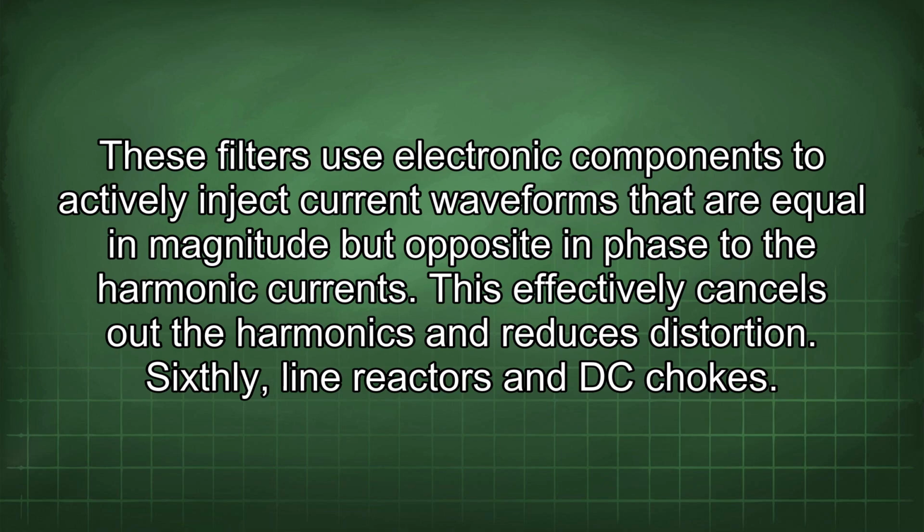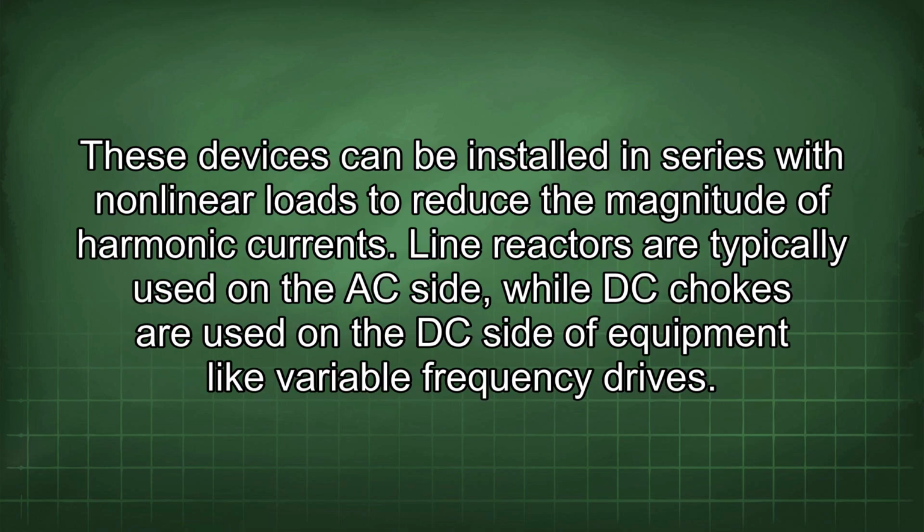Sixthly, line reactors and DC chokes. These devices can be installed in series with nonlinear loads to reduce the magnitude of harmonic currents. Line reactors are typically used on the AC side, while DC chokes are used on the DC side of equipment like variable frequency drives.